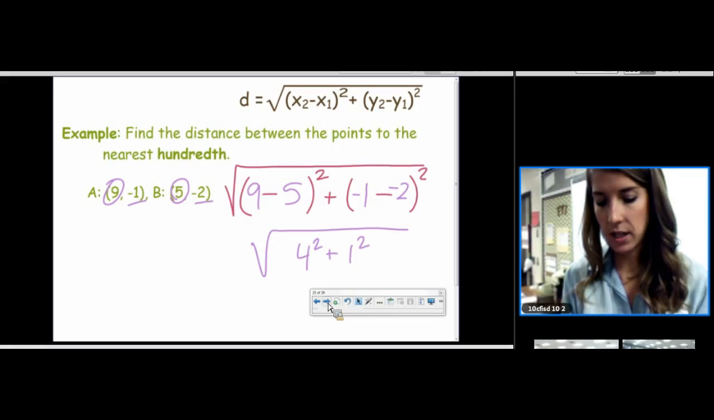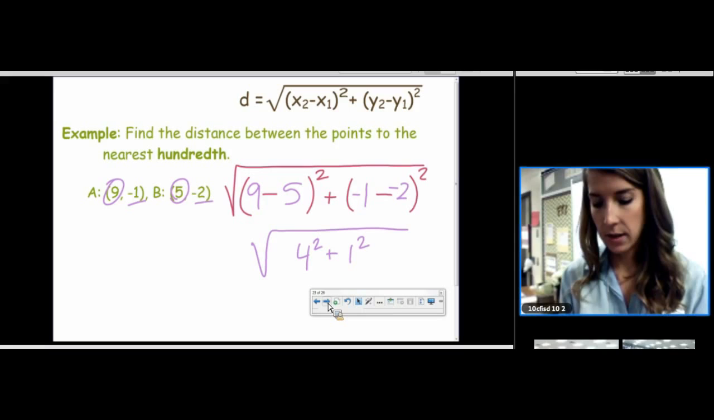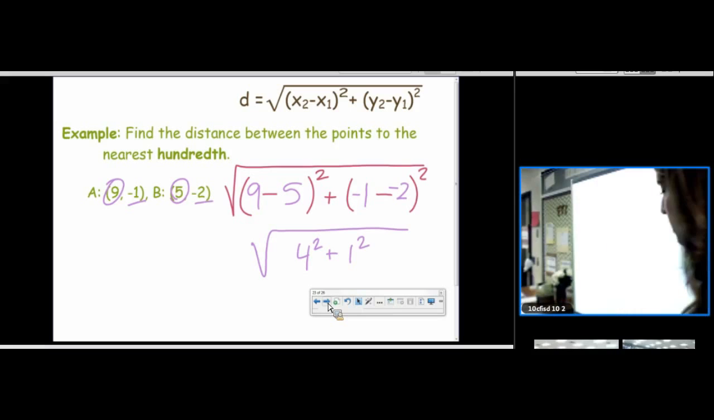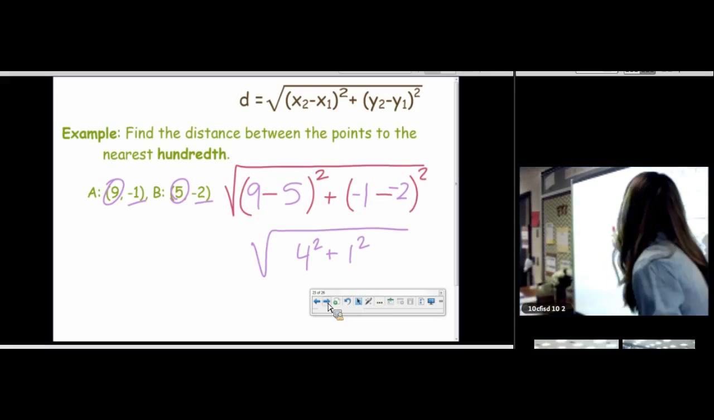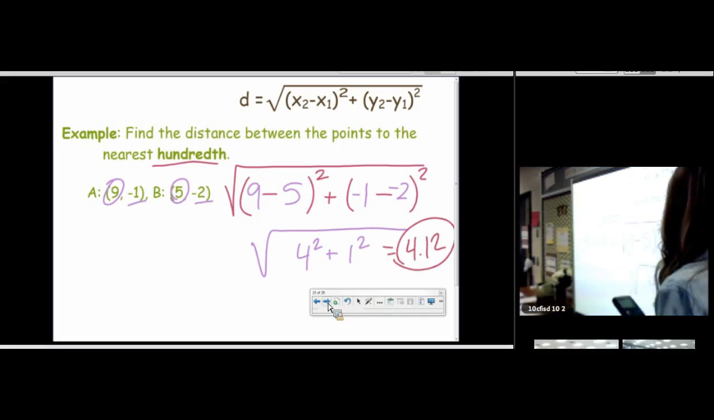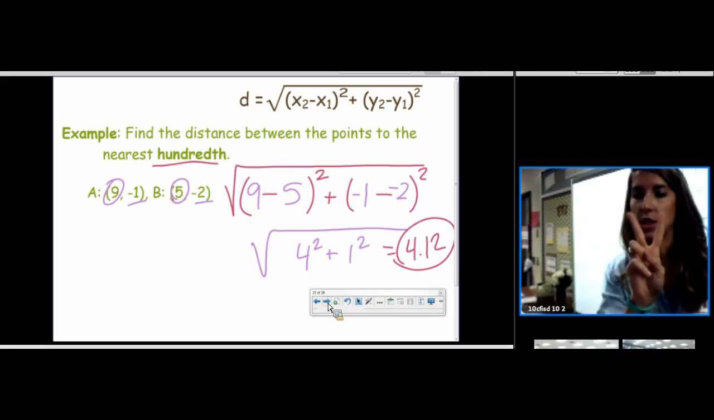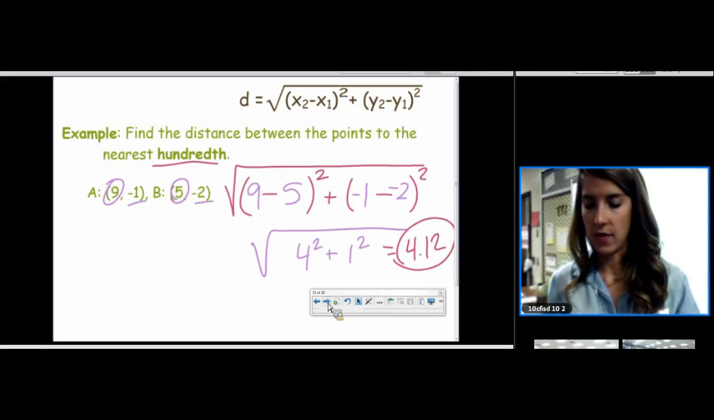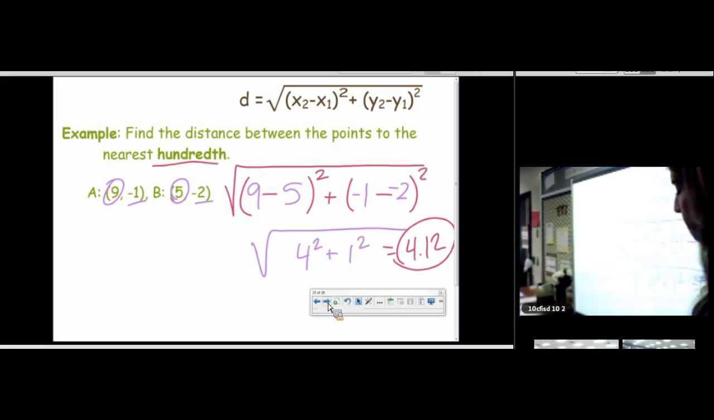Sometimes it'll say round to the nearest hundredth, and sometimes it'll say round to the nearest thousandth, so it just depends. This one says the nearest hundredth, so my answer would be 4.12. Nearest hundredth is 2 decimal places, and nearest tenth is 1 decimal place.